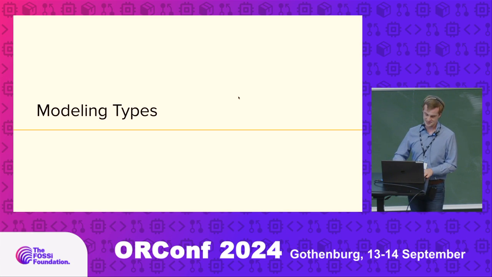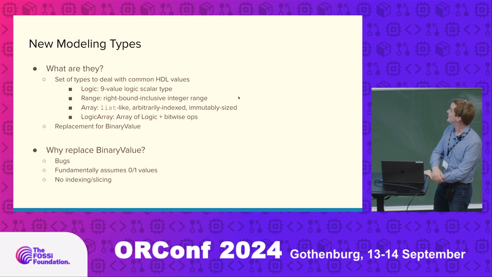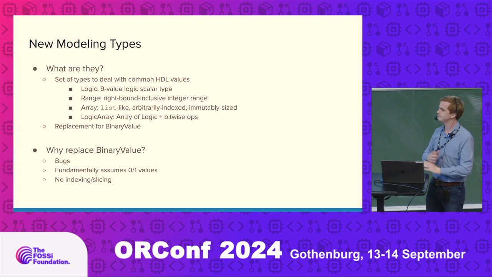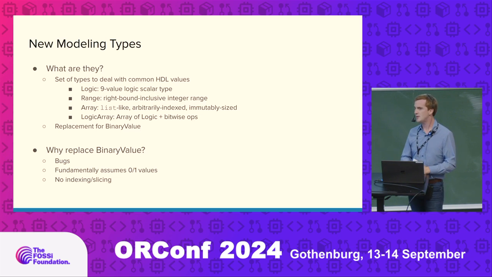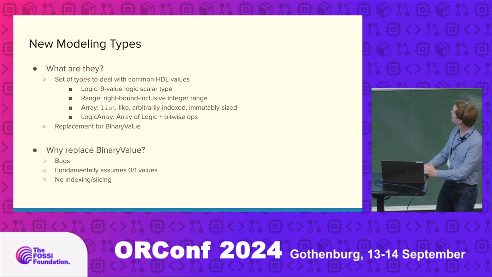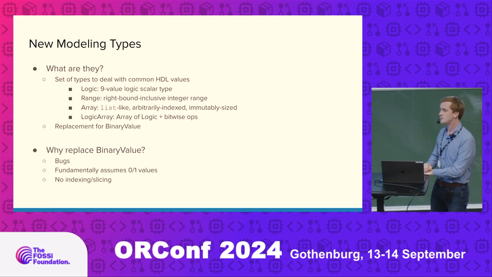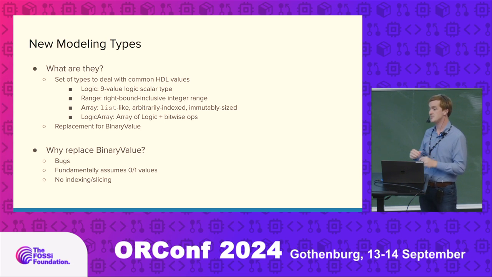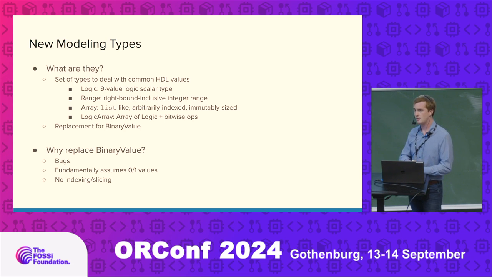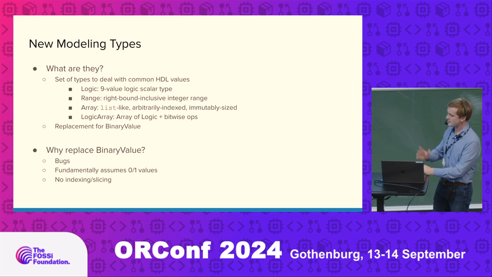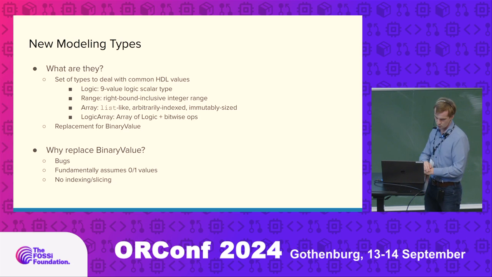All right, modeling types. Yes, the dreaded BinaryValue. It's finally been replaced. It's been replaced actually with a set of types now. There's Logic, which is a single-value scalar logic type. Range, which is like a right-inclusive version of Python's range object, because ranges in HDL tend to be right-inclusive. Array is list-like, but it uses a range to support arbitrary indexing schemes, kind of like most HDL array types. And LogicArray is just an array of Logics with some bitwise operations.